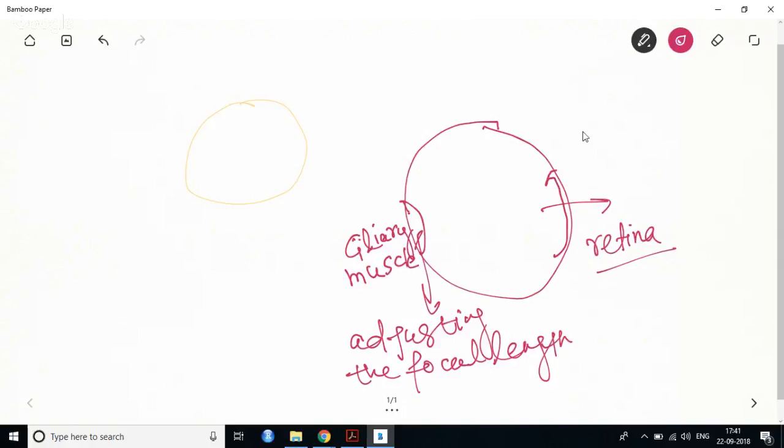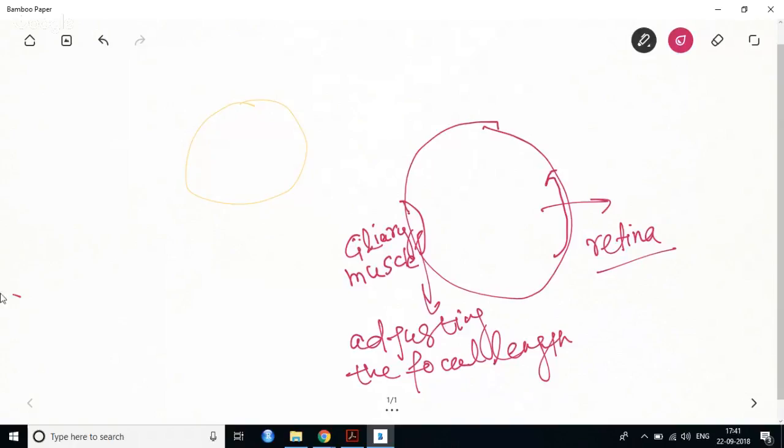I'm not discussing parts of the eye. You can just go through the book. I'm just discussing image formation, and I'll solve a few questions for you all so that we can quickly skip through it. I have already done a lot of questions on this, and I'll take questions from the NCERT book so that this topic can be covered properly. So the ciliary muscle is known for adjusting the focal length so that the image can be formed on the retina.